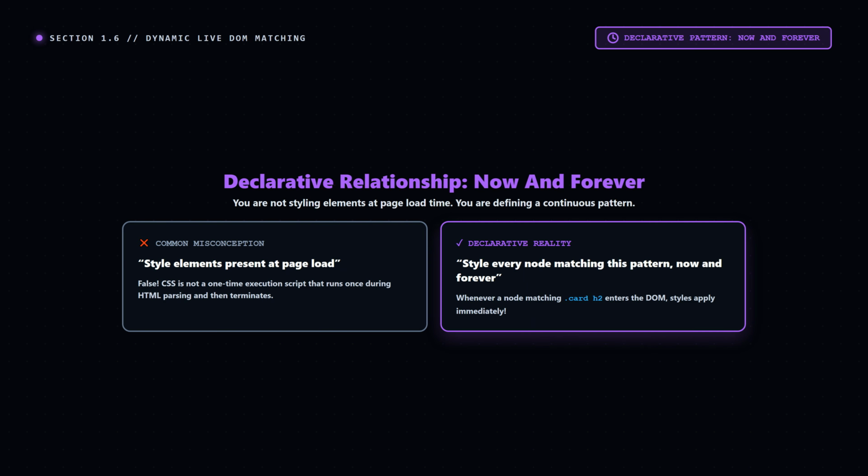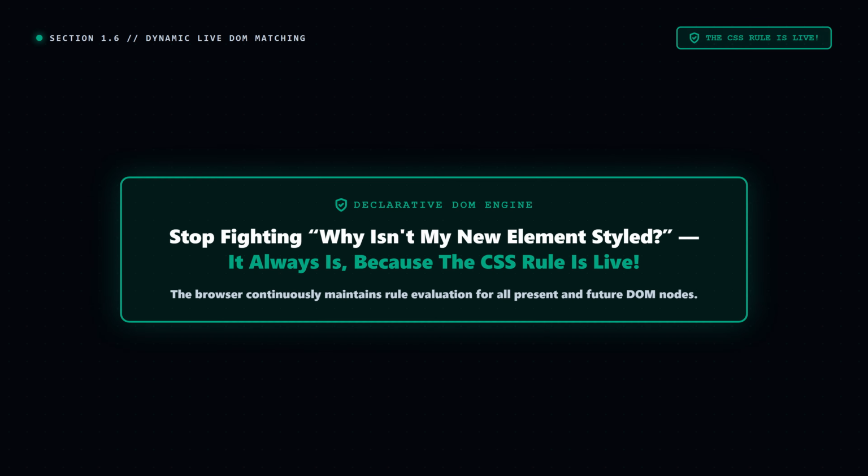When you write a selector like .card h2, that is, a class named card followed by an h2 element, you are not saying style any h2 element that was inside a card at page load. You are saying style every h2 element that is a descendant of an element with the class card, now and forever, whenever the DOM matches that pattern. It's a declarative relationship that the browser maintains for you. Understand this, and you'll stop fighting, why isn't my new element styled? It always is because the rule is live.